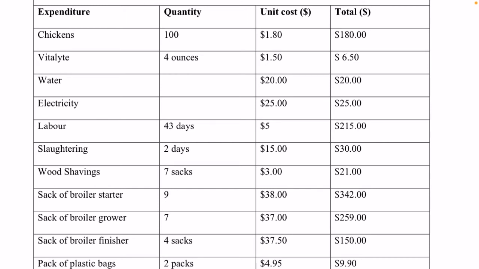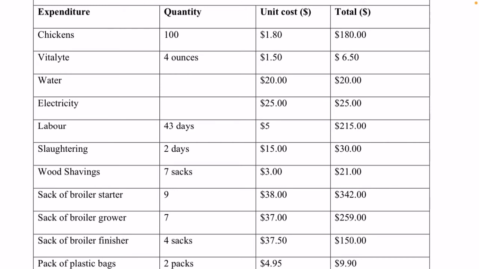So for example, for slaughtering, we have 2 days, $15 per day, and a total of $30 when you multiply 2 by 15. However, if there is a case where under the total section 30 is missing, you should know that 2 multiplied by 15 is what you need to do to get your answer.